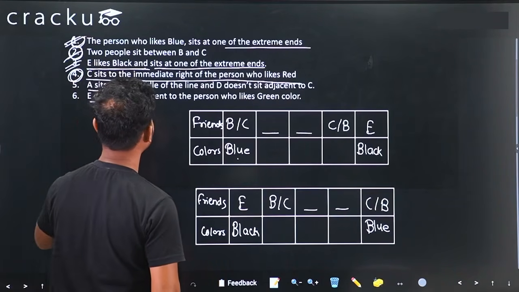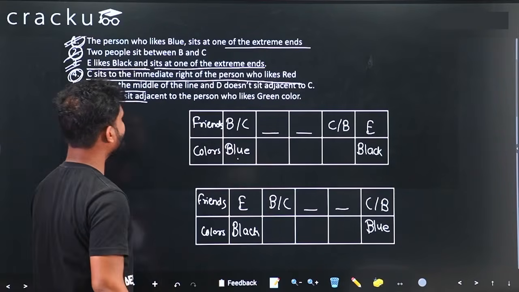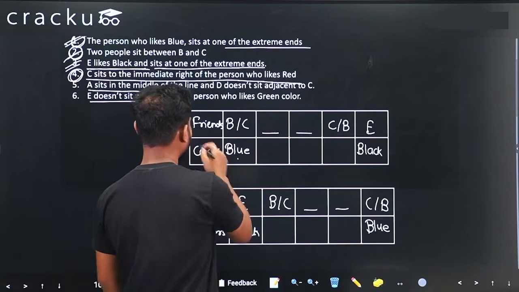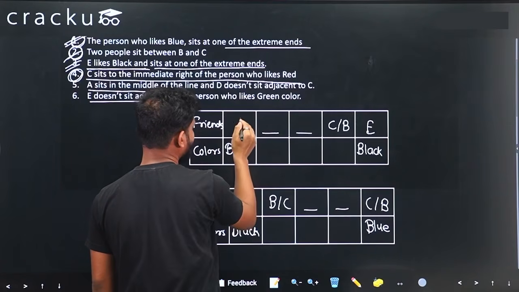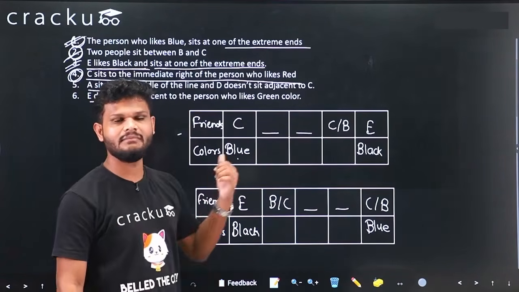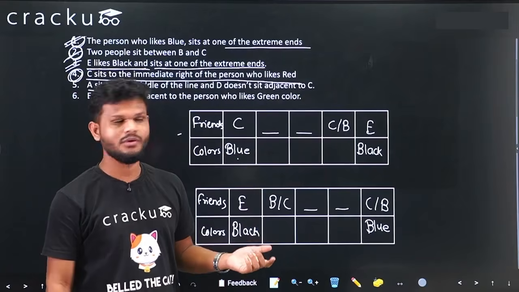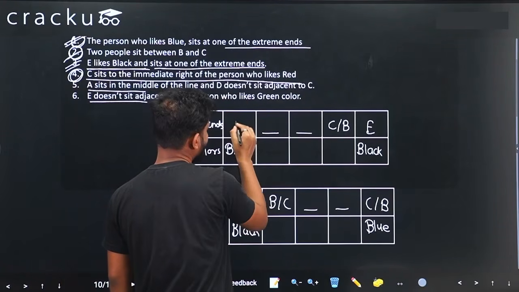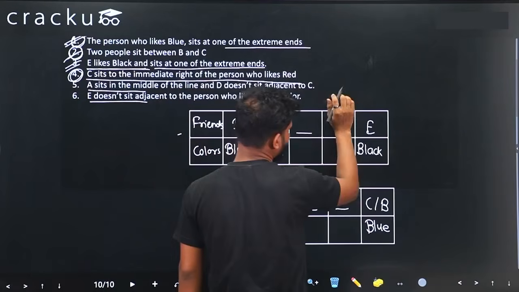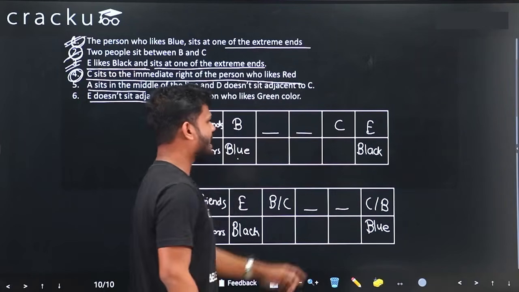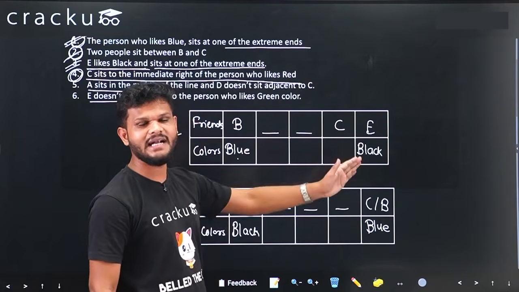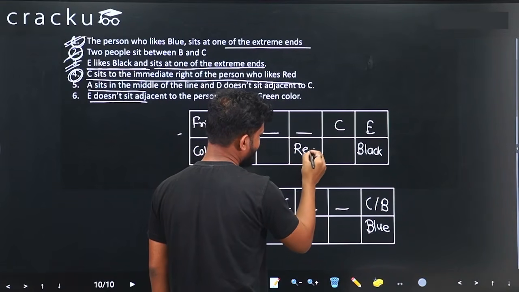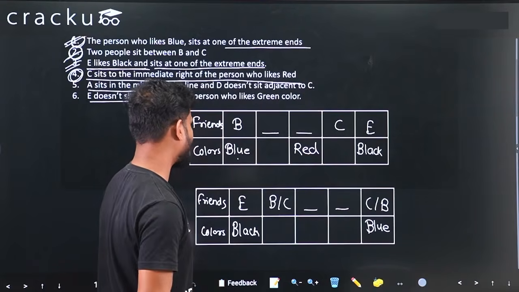Now let us look at the fourth clue. C sits to the immediate right of the person who likes red. Now in the first case, if C sits here, is he sitting to the immediate right of anyone? No. Why? Because C is sitting at the extreme end. So it means that C cannot sit here, B should sit here and C should sit here. And C is sitting to the immediate right of the person who likes red. So if this person likes red, C is sitting to his immediate right.